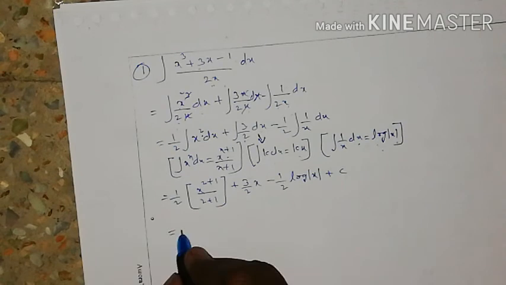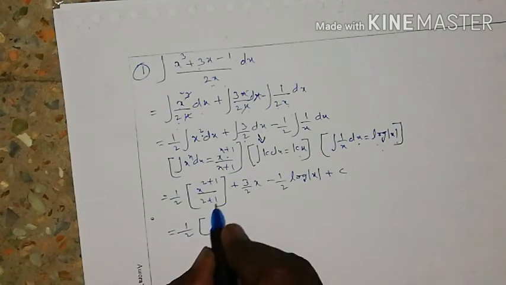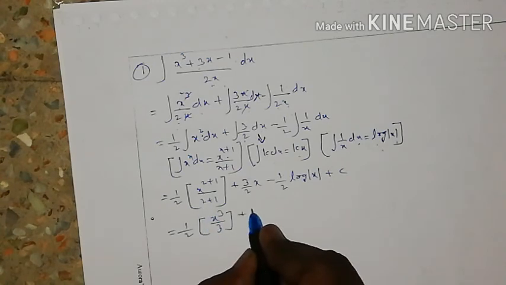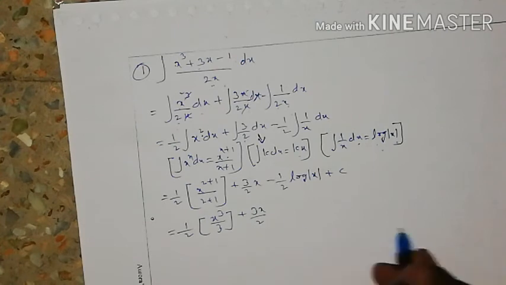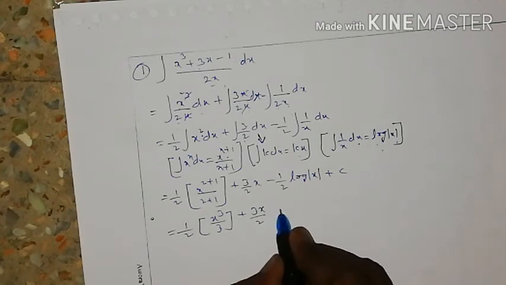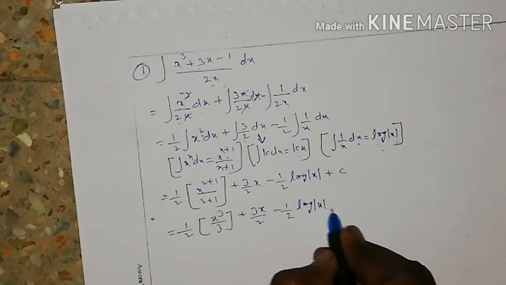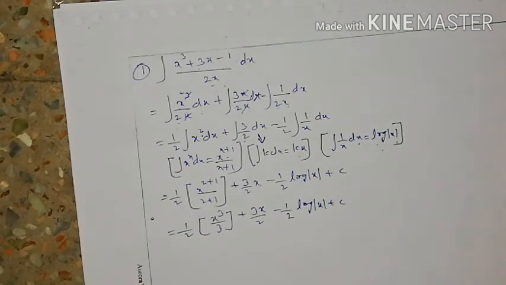How can we write this one? 1 by 2, so simplify the bracket. x to the power of 2 plus 1 is 3, so x cube by 3, plus 3 by 2x. This can also be written like this: 3x by 2, minus 1 by 2 into log mod x plus c.